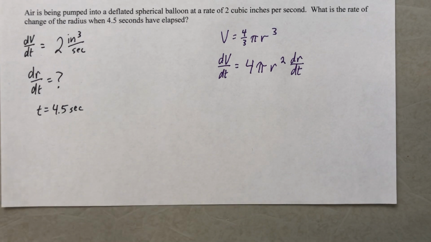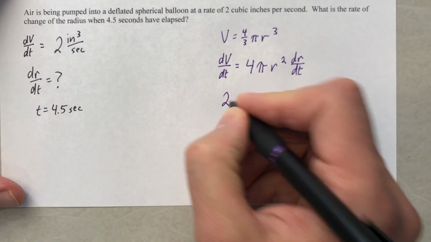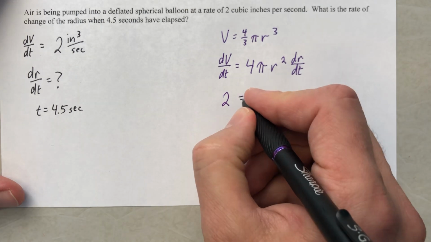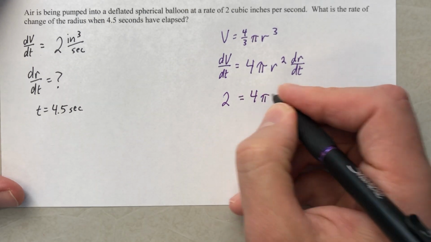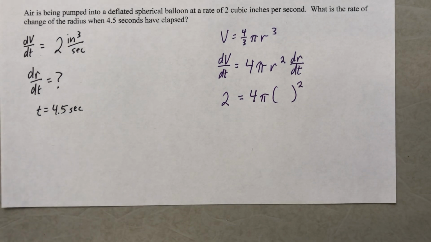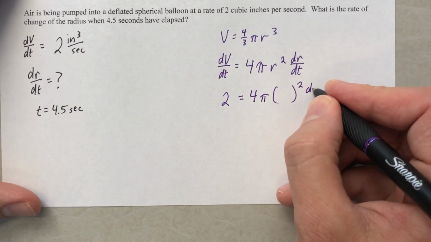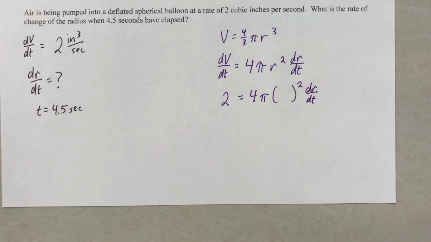Let's start plugging in what we know. We'll find out what we don't know, and we'll probably find out there's stuff we don't know, but that's okay. We'll deal with it. So dV/dt is 2 cubic inches per second. 4 pi radius squared. I don't know the radius. Man, that's a shame. The rate of change of the radius, don't know that either, but that's what I'm looking for. Okay, so we're kind of stuck.